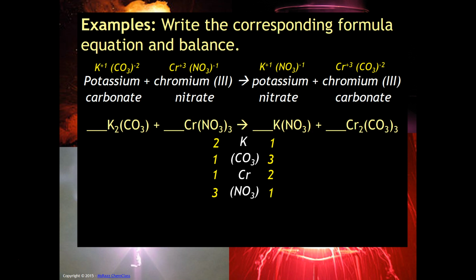I'll start with the potassium first. So notice it's 2 to 1, so I'm going to put a 2 in the spot where the potassium nitrate is. That'll change the potassium to 2, but it also changes the nitrate to 2 as well. I want to make sure I fix both in my tally. Next up is carbonate. On the left-hand side, it's 1 to 3, so I'm going to put a 3 in front. That'll change my carbonate to 3, but it also will change my potassium to 6. So you have a choice here.